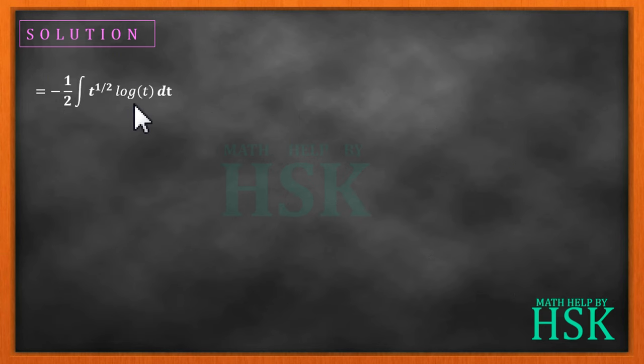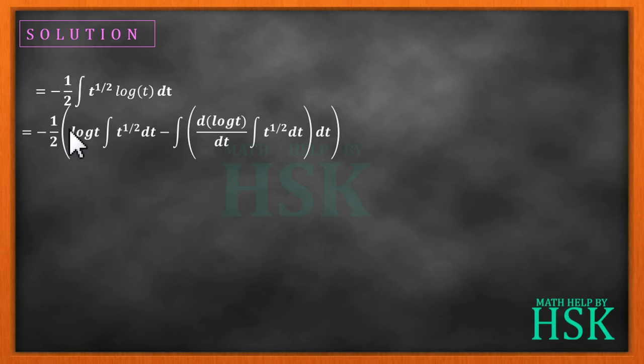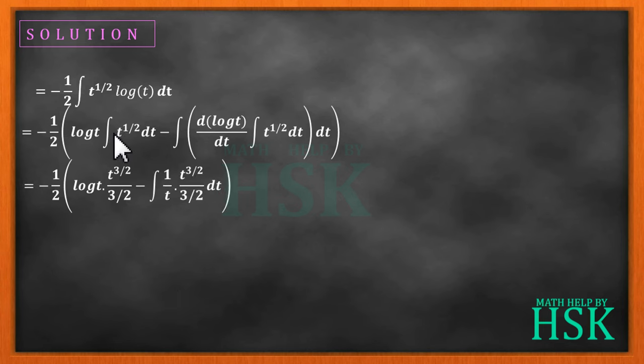Now to solve this integral I'm going to apply the formula of integration by parts. This will be my first function and this will be my second function. So this would be equal to minus 1 by 2 times first function into integration of second function, minus integration of the product of the differentiation of first function and the integration of second function. Now in the next step, I'm going to integrate this and differentiate this to obtain this value as equal to minus 1 by 2 log of t into t to the power of 3 by 2 upon 3 by 2.